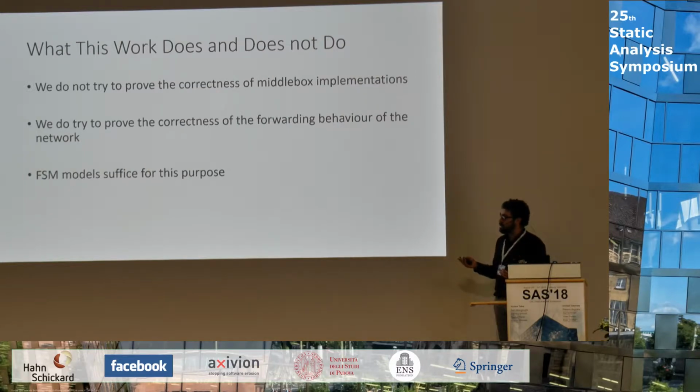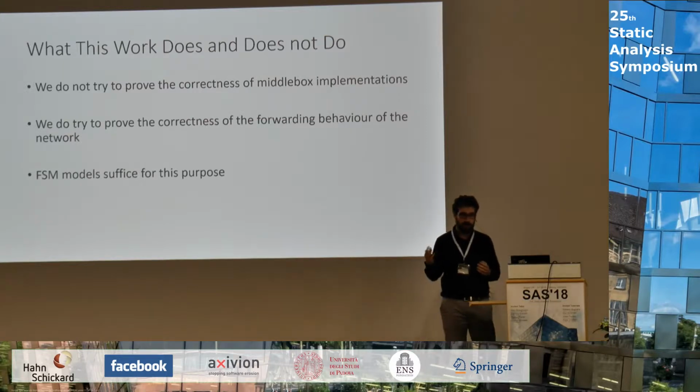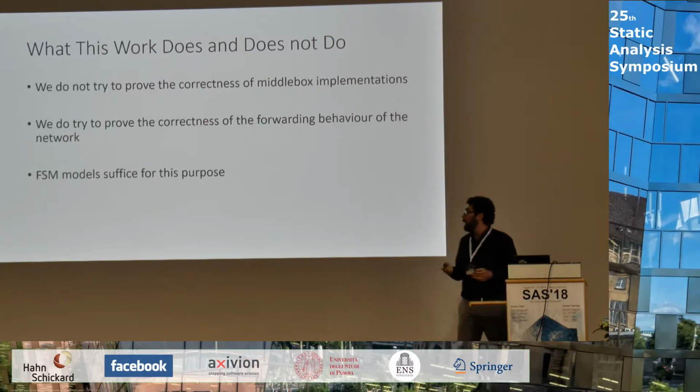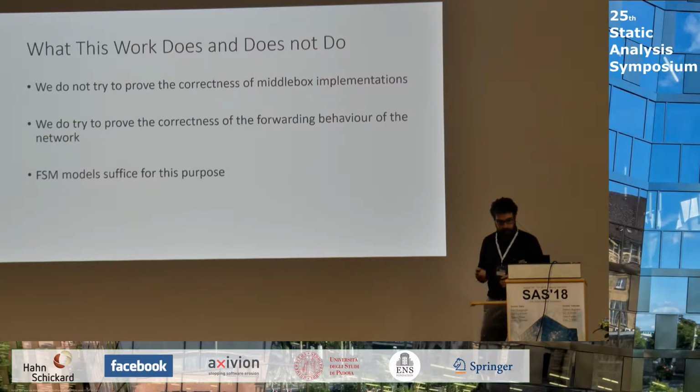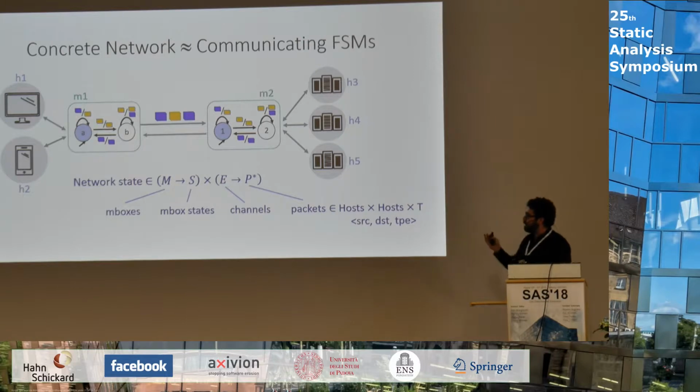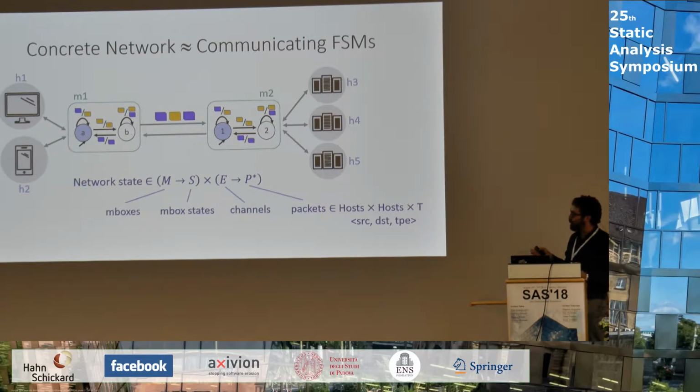What we're interested in is proving the correctness of the network as a whole, the forwarding behaviors of packets going through the network. And for those purposes, we will use finite state models of the middle box code to prove the behavior of the network.